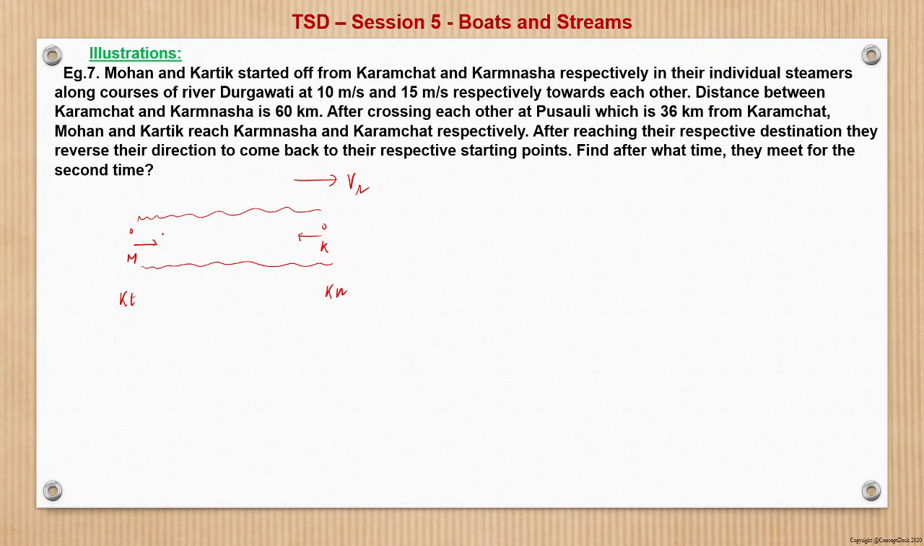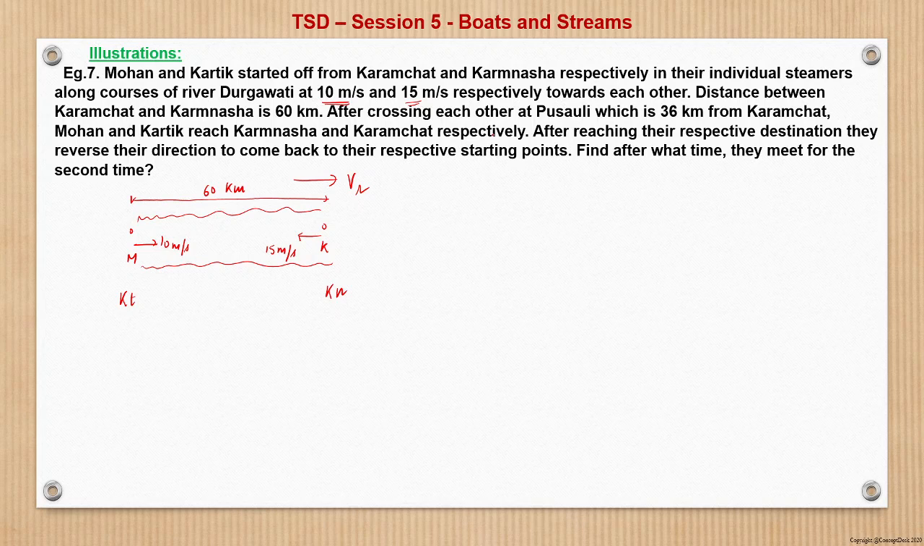Here Mohan has a speed of 10 meter per second in water, and here Karthik is traveling at a speed of 15 meter per second in water, right? Towards each other. Distance between Karamchat and Karamnasha is 60 km. So the effective distance between the 2 points has been given as 60 km.